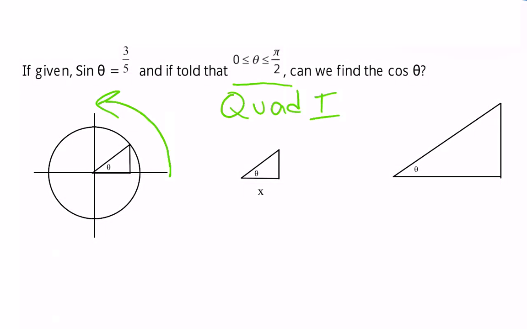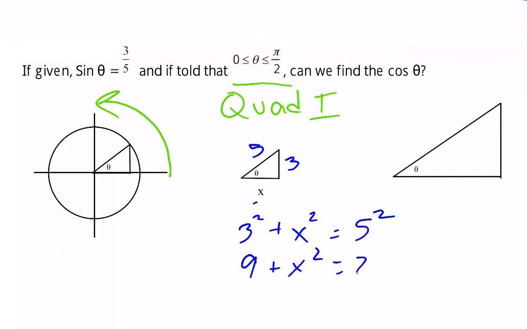And it tells me that sine is 3 over 5. So that means the opposite side is 3, and my hypotenuse is 5, and I want to know what is x, or what is cosine. This is a right triangle, so I can just use my Pythagorean theorem. So 3 squared plus x squared equals 5 squared. So that would give me 9 plus x squared equals 25. So x squared equals 16, which means x equals 4.